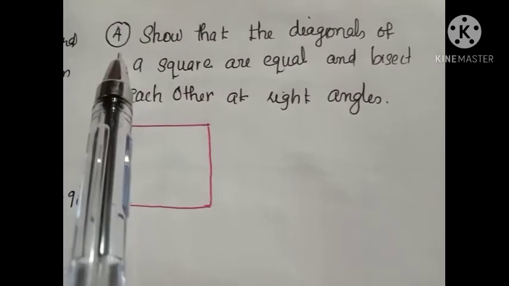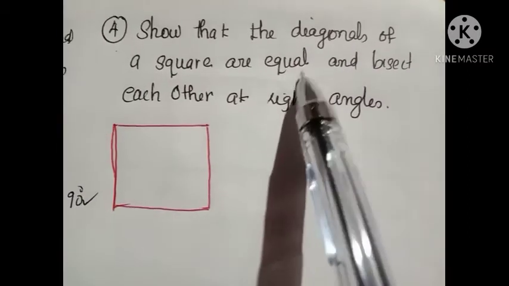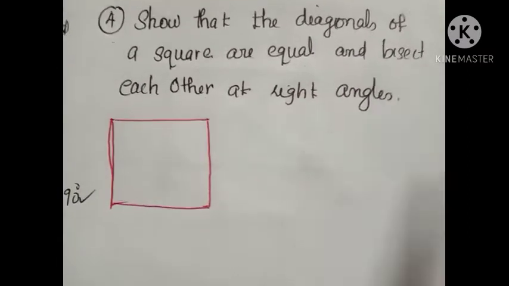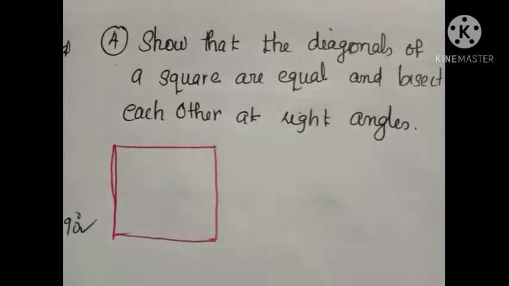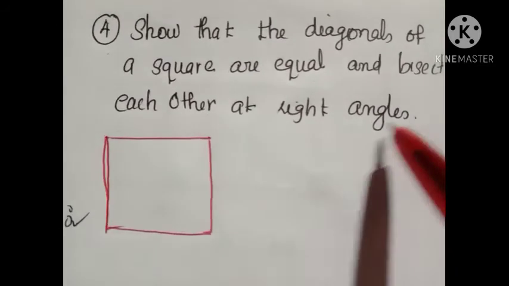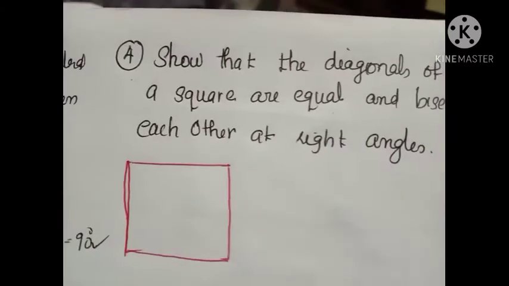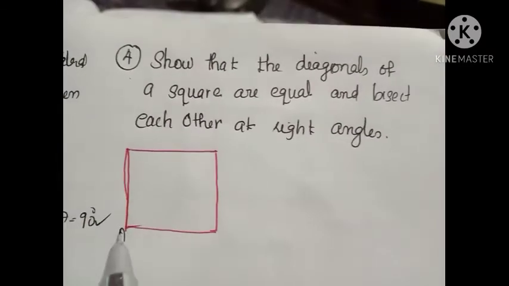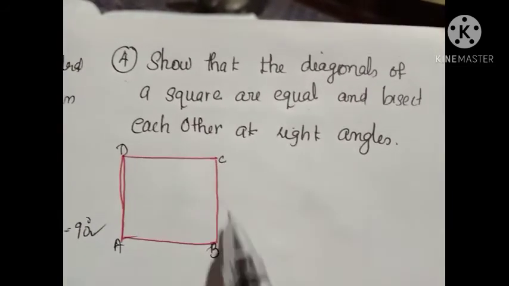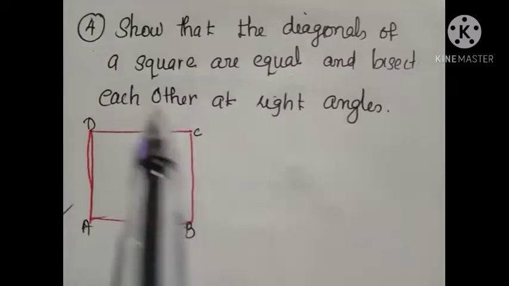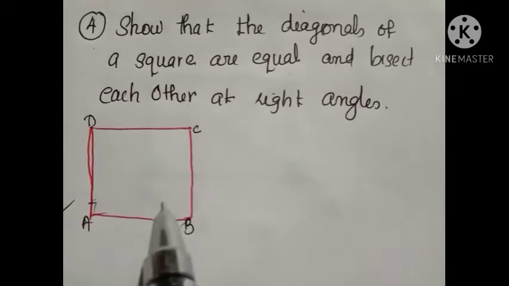Next is question number 4. Show that the diagonals of a square are equal and bisect each other at right angles. So here we have a square. Name the square as ABCD. So ABCD is a square. Square means all sides are equal and all the angles are, what is the angle? Yes, 90 degree.